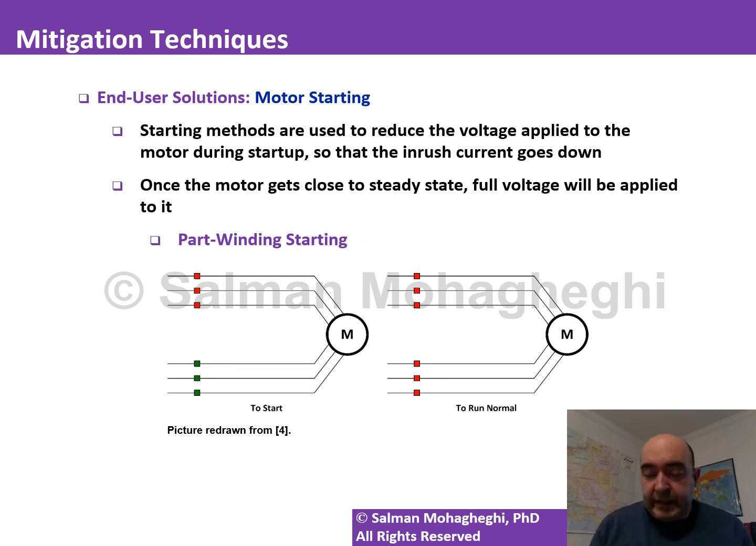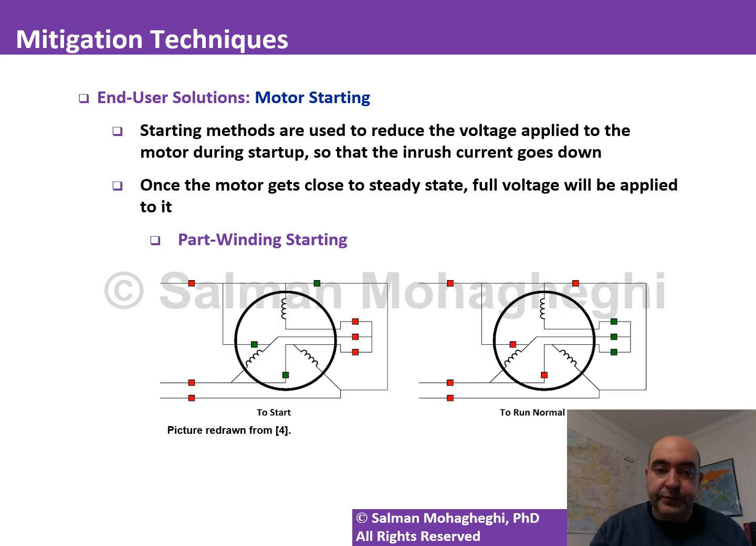Yet another technique is part winding starting. This is for motors that have 2 separate windings, stator windings that are in parallel to one another. So these are motors that operate typically for 2 different voltage levels. And for start, what you can do is you can open one set of windings and only supply voltages to one set. So this way the voltage applied to the motor would be less, and hence the current is going to be less. Once the motor runs at normal mode, you close the second batch of windings as well, and then the motor is going to be running in an optimal fashion.